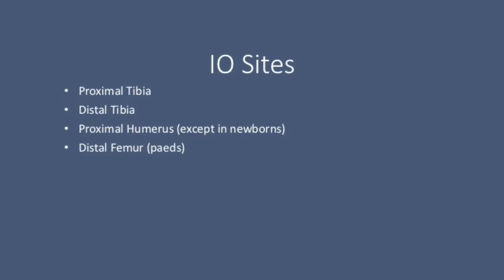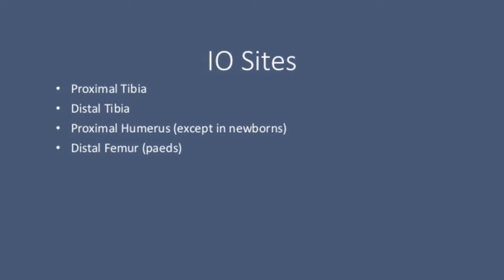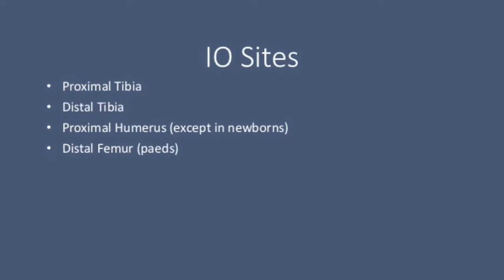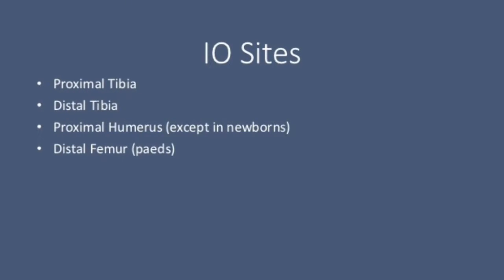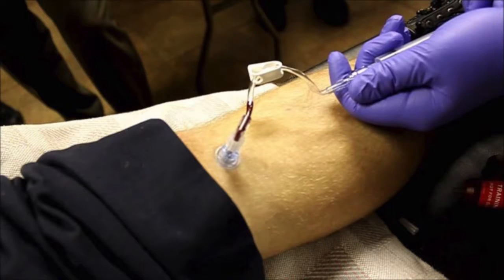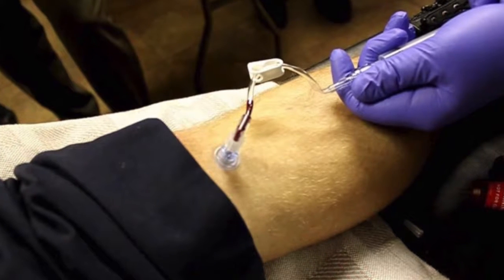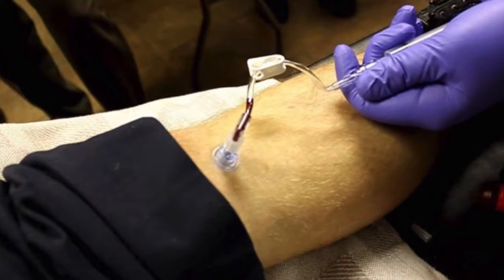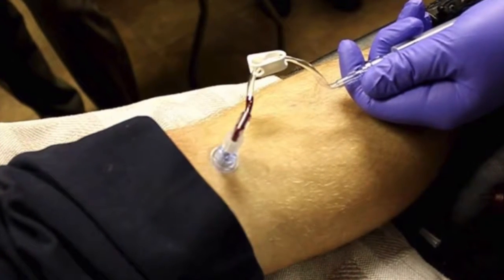There are 4 sites for intraosseous insertion: the proximal tibia, the distal tibia, the proximal humerus except in newborns, and the distal femur for peds. The proximal tibia is the most common IO insertion site, and this skill will be the one I'll be demonstrating today.